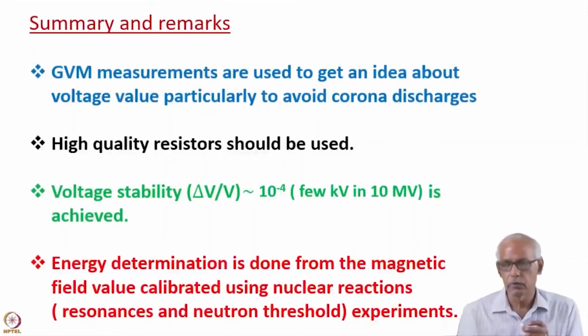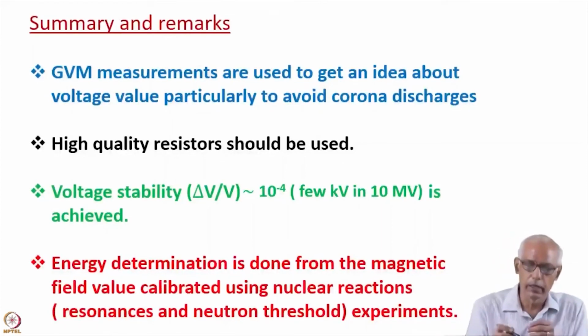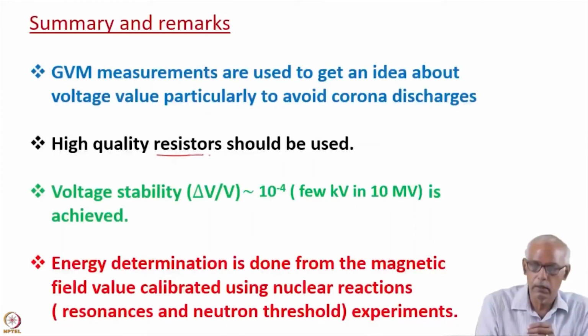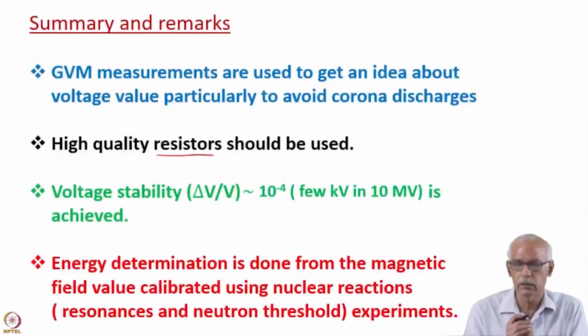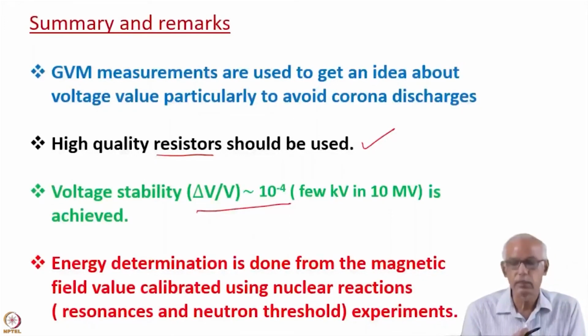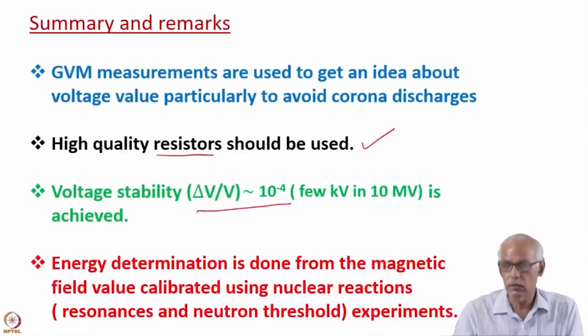One contribution to the error comes from resistor values, and therefore we have to use high quality resistors. If we use high quality resistors and take care of other things, voltage stability of delta V by V of less than 10 power minus 4 can be achieved, and has been achieved. This is equivalent to 1 keV in 10 million volts, which is very good.